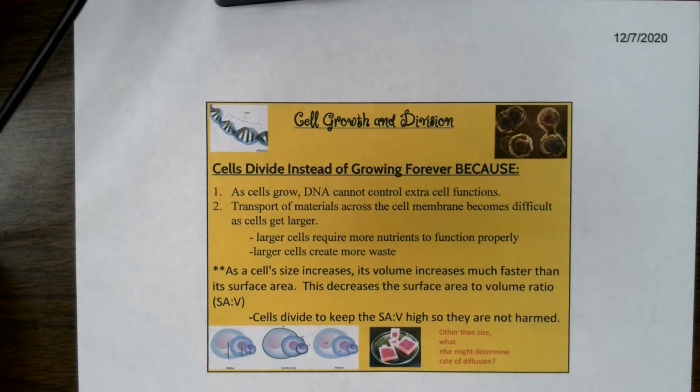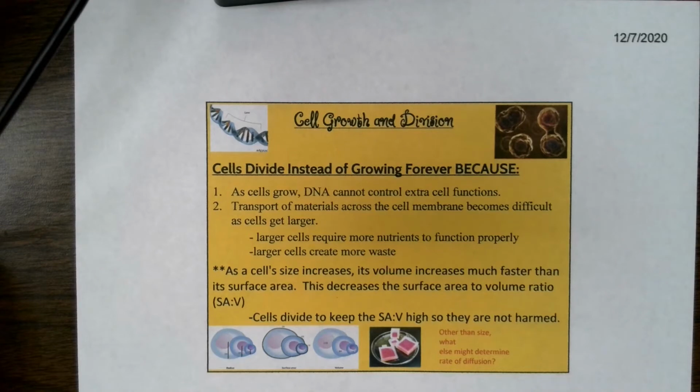So we're going to go back to last semester when we were talking about osmosis and diffusion and materials moving across membranes as far as tying that to this content. So as cells grow, transportation of materials across the membrane becomes really difficult. Basically, large cells require additional nutrients in order to function properly, and large cells are going to create more waste.